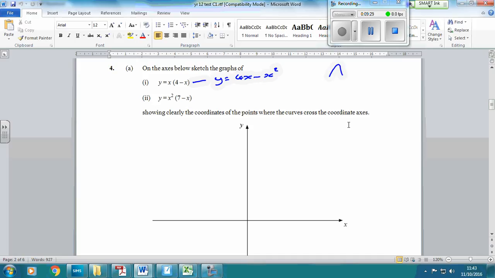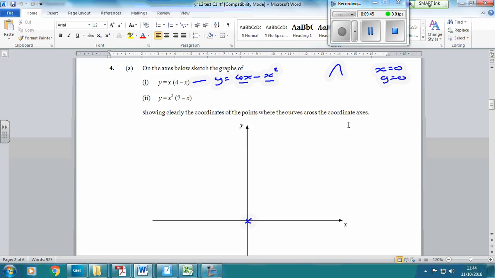And I want to find out where that goes through the x-axis and where it goes through the y-axis. So to find out where it goes through the y-axis, we set x equal to 0. And if x equals 0, that's going to be 4 lots of 0, take away 0 squared, so that's going to be 0. So it goes through at 0, 0.